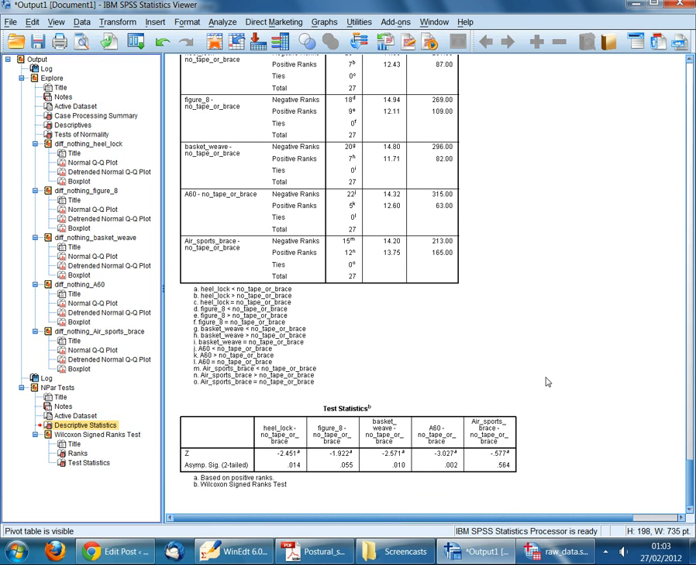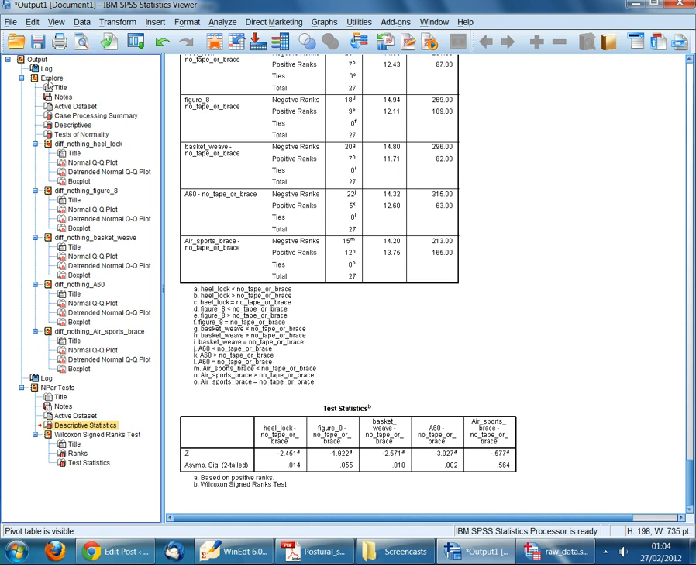And in the next part of the tutorial, I will show you how to write up the results and how to calculate something called an effect size, which will allow you to assess which of these techniques is most effective in reducing postural sway. Yep, that's it. So in the next part we're gonna do that.